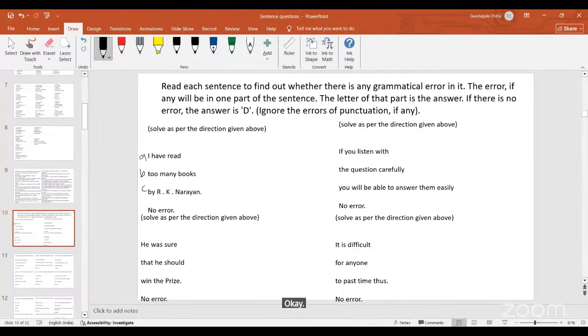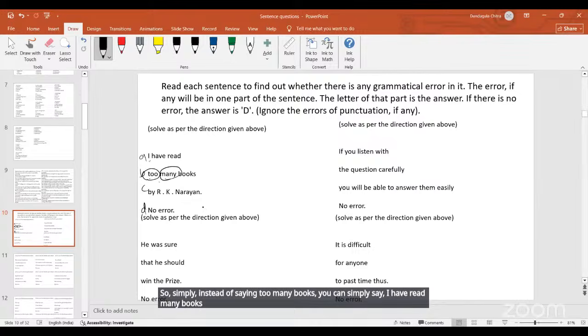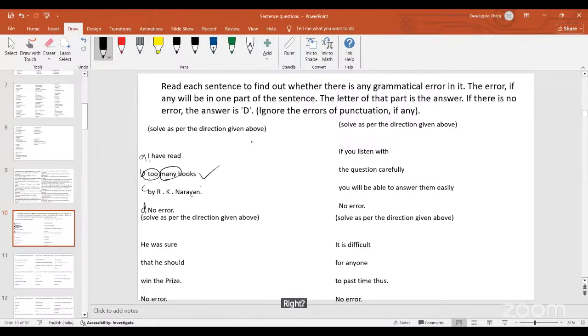Okay, A, B, C, D. I have read too many books by R.K. Narayan. Yes, which option is wrong? Option B, sir. Here, "too" and "many" both mean the same, so this is an excessive word. Instead of saying "too many books", you can simply say, I have read many books by R.K. Narayan. Right? So answer is B.